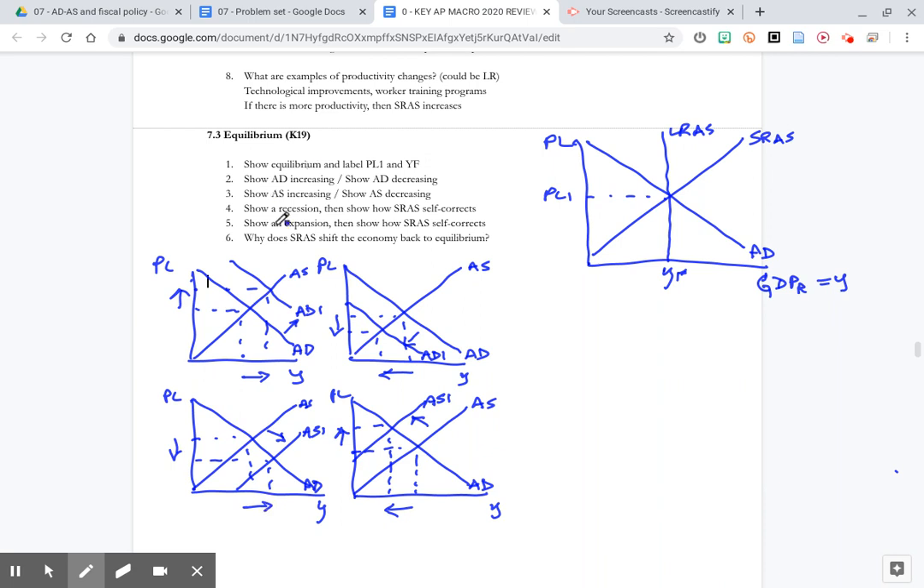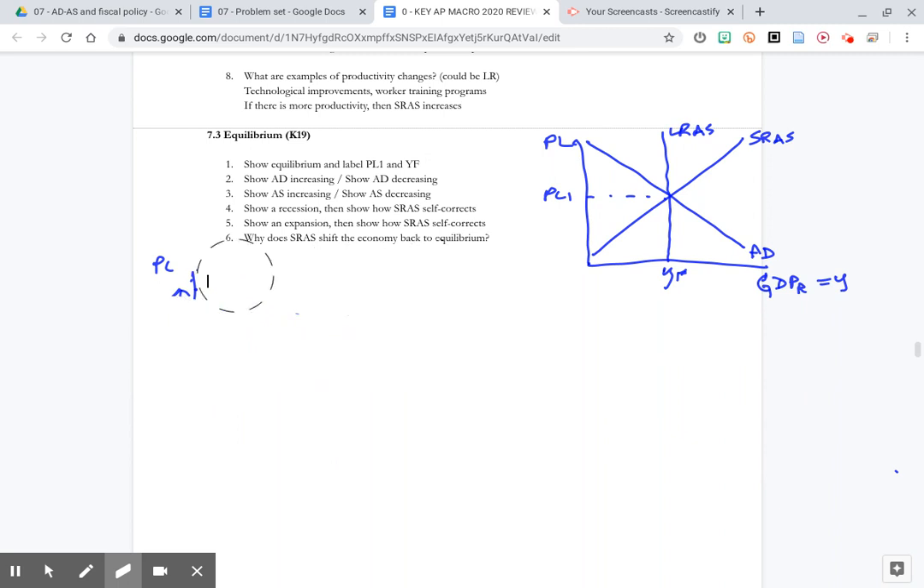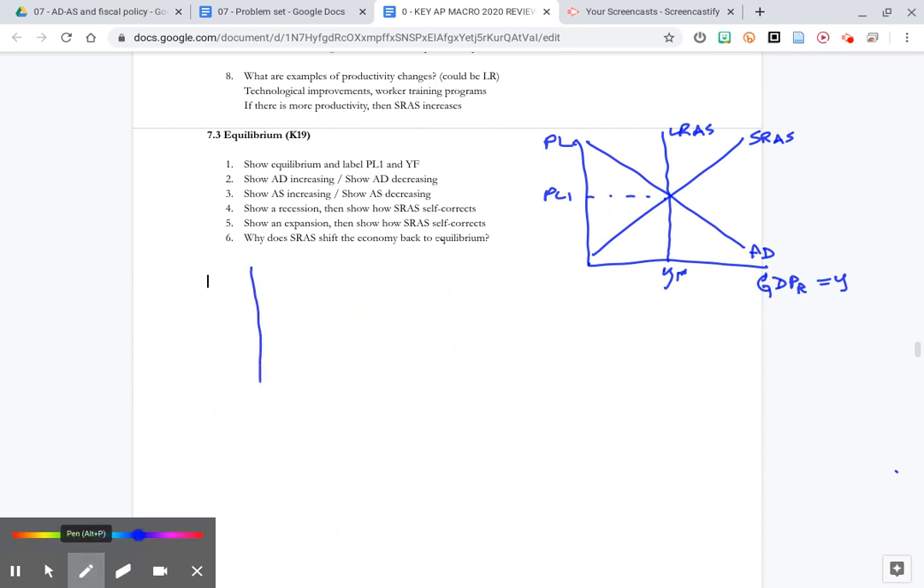So now we're going to show a recession and expansion and then show how SRAS self-corrects. That's going to be really, really important. So I'm going to erase these pictures. If you needed those, hopefully you paused the video and took a look at them. But on these, we're actually going to start in the recession. I'm going to make it nice and big so you can see.